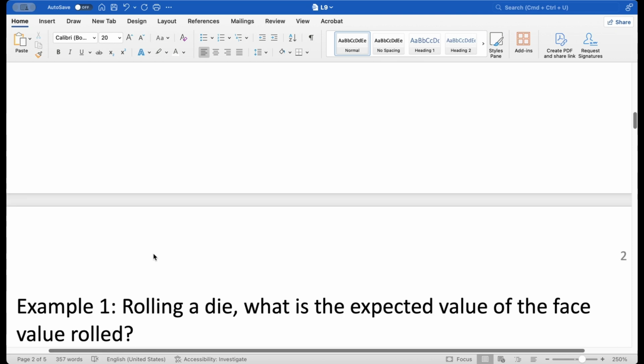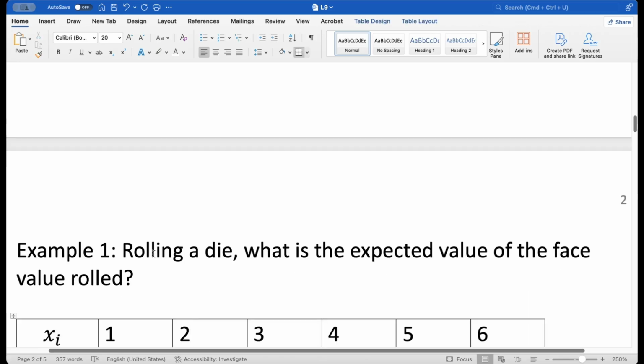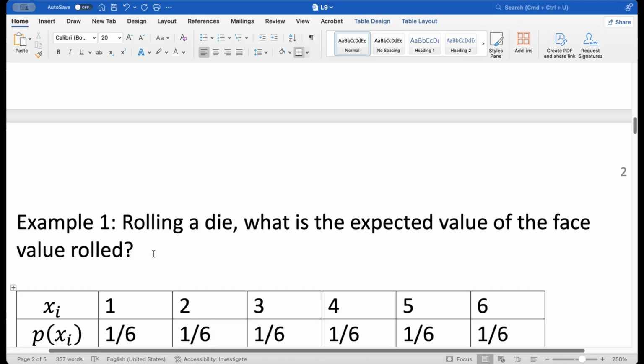All right, let's take a look at an example. We're rolling a single die. What's the expected value of the face value rolled? So here our random variable is going to match the face value of the roll. So the values of x are going to be 1 through 6, and the probability for each of them is the same, 1/6.